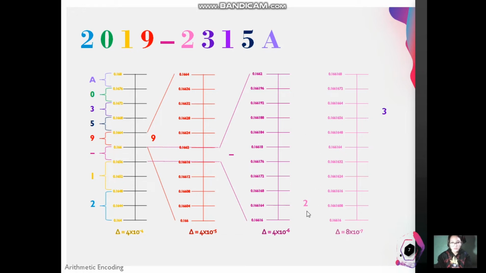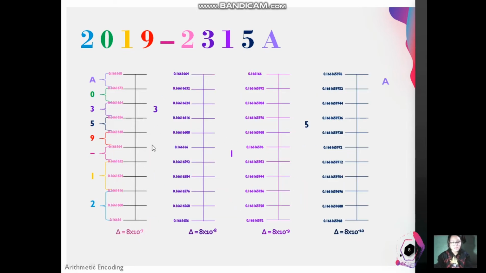Next is 2. Expanding number 2 will give us 0.166168 as our upper boundary level, and 0.16616 as our lower boundary level. So taking the difference of these two values and dividing it by 10 will give us 8 times 10 raised to negative 7 as our delta value. Next is 3.